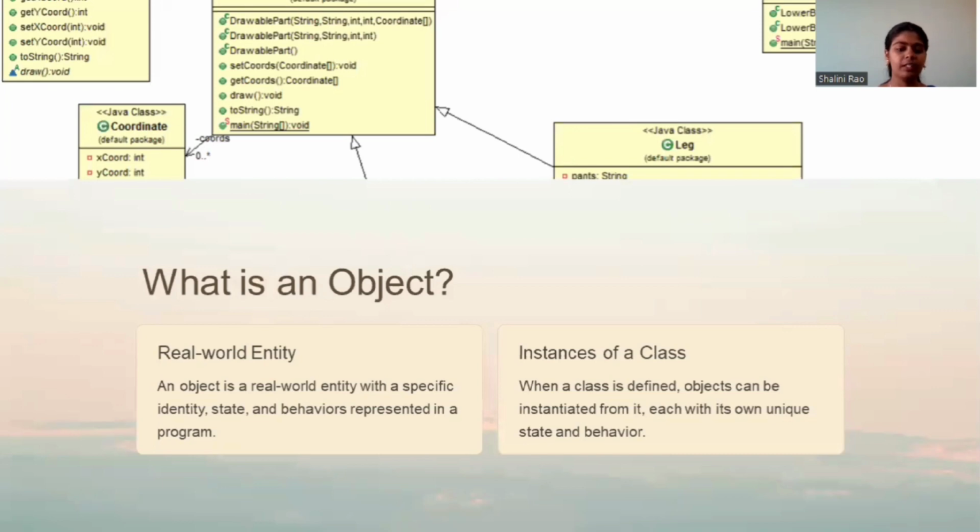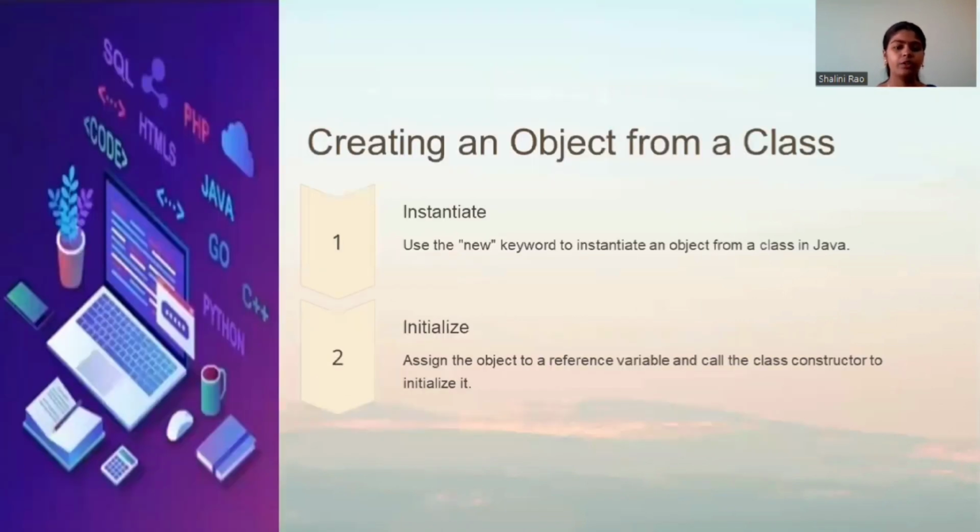What is an object? Real world entity. An object is a real world entity with a specific identity, state, and behaviors represented in a program. Instance of a class. When a class is defined, objects can be instantiated from it, each with its own unique state and behavior.